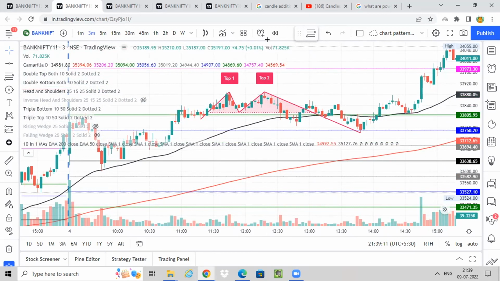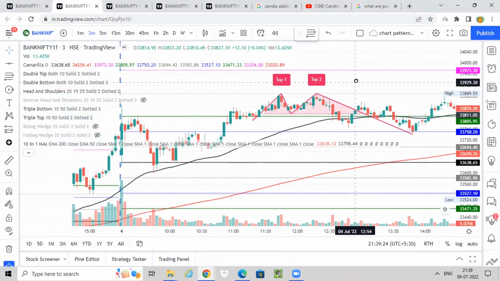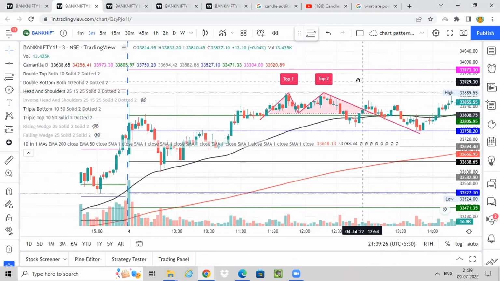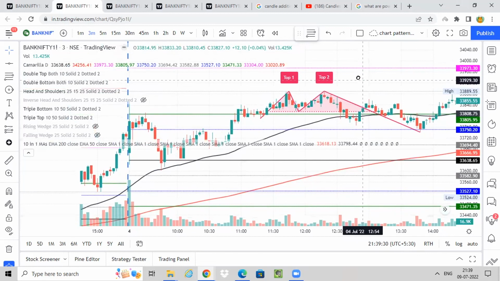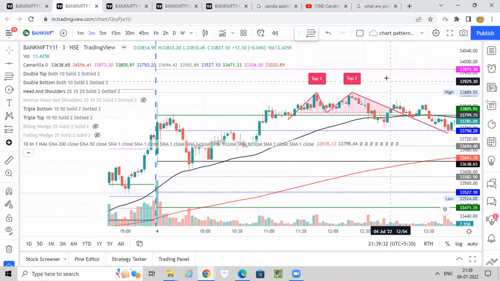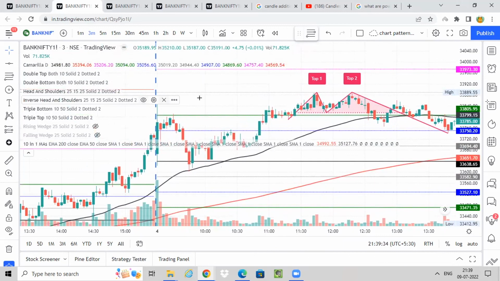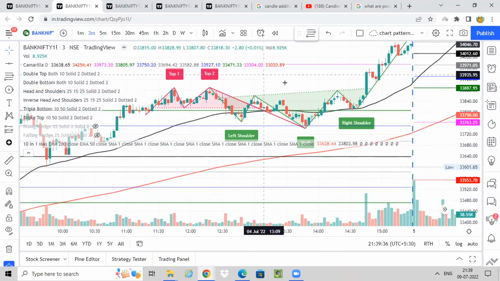Does this pattern indicator show patterns on any time frame? Yes, it does on any time frame. Usually, this works best on a higher time frame. You can go with 3 minutes to 5 minutes and higher, like people use it on a daily chart. Again, a head and shoulder pattern.